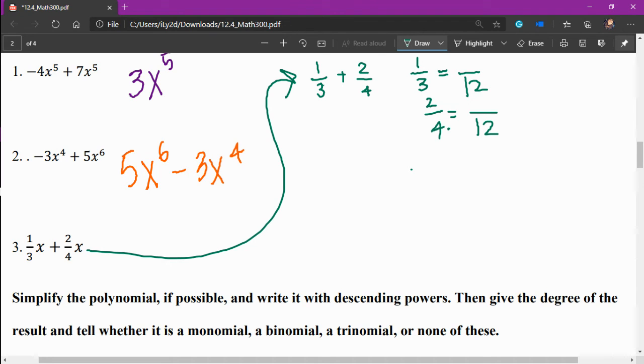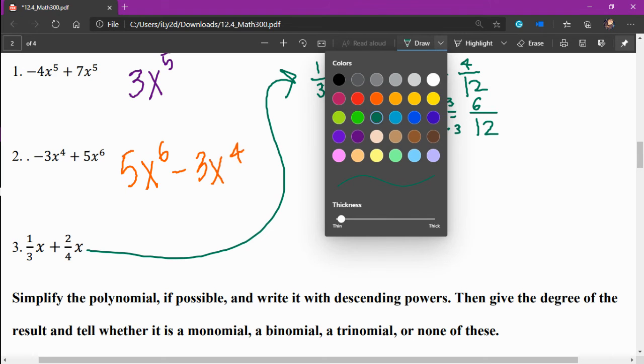Now, how did I get from 4 to 12? I multiplied by 3. What you do to the top, you have to do to the bottom. How'd you get from 3 to 12? Multiplied by 4. What you do to the top, you have to do to the bottom. It won't let me highlight it because it's not like font or text or whatever. I just wanted to reiterate it again.